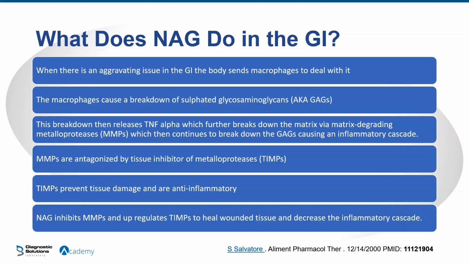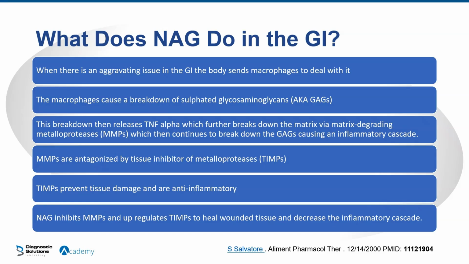So what does N-acetylglucosamine do in the GI tract? Let's just take a quick big picture view. When there is some kind of aggravating issue in the GI tract, the GI will send macrophages to deal with it, that part of the immune system we talked about earlier. Those macrophages will cause a breakdown of the glycosaminoglycans, or GAGs. The breakdown of those GAGs will then release TNF alpha, which leads to a further breakdown of the matrix via the MMP system. And the continued breakdown of the MMP system leads to more breakdown of GAGs, which leads to more of an inflammatory cascade.